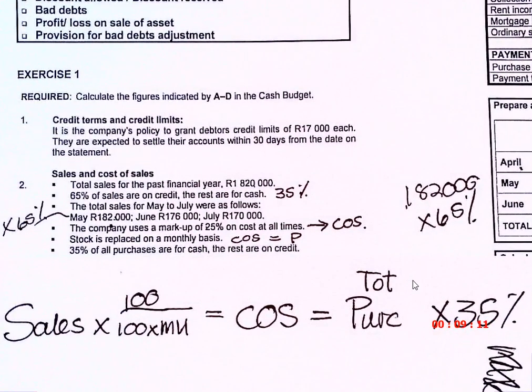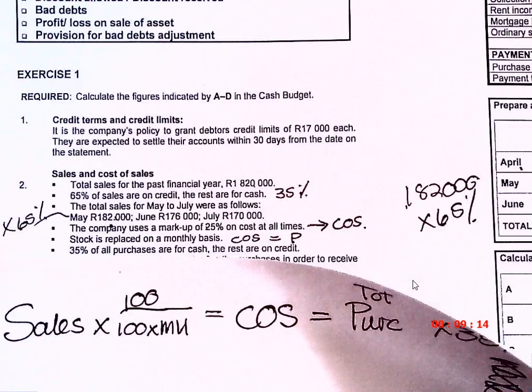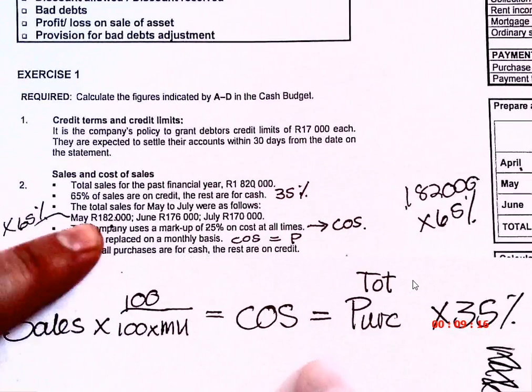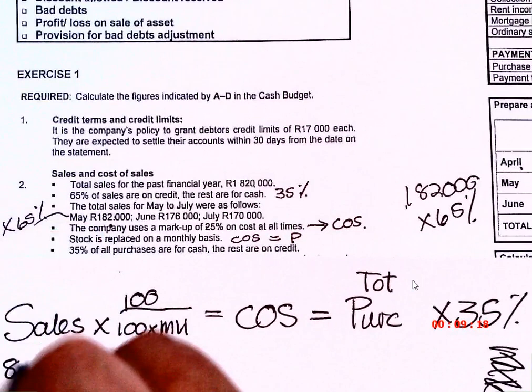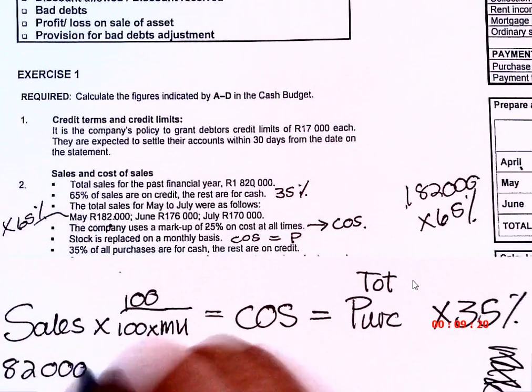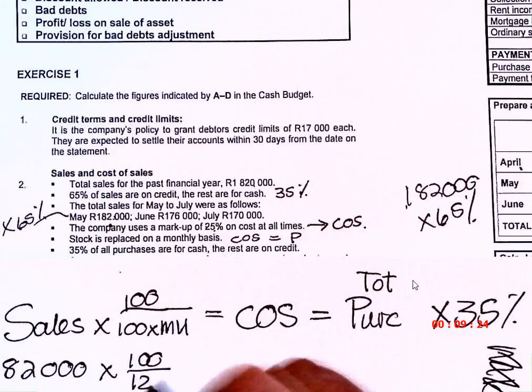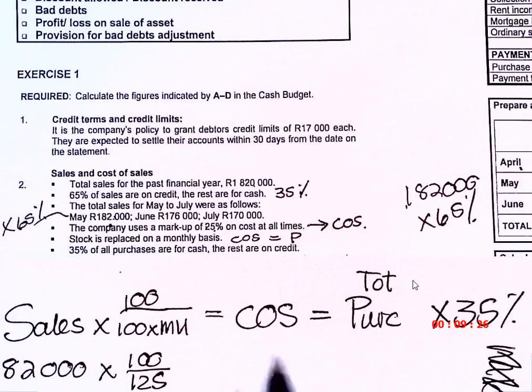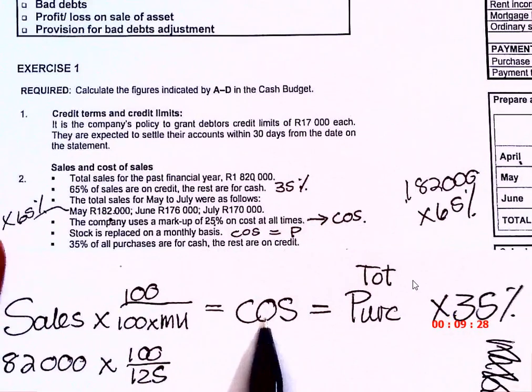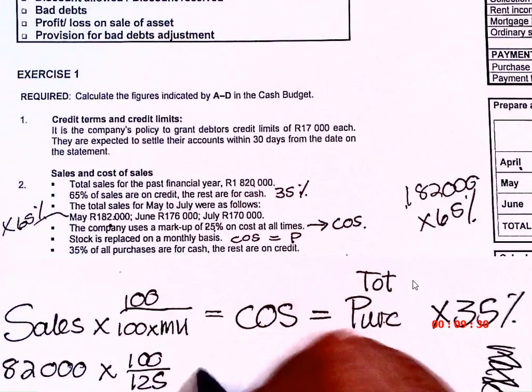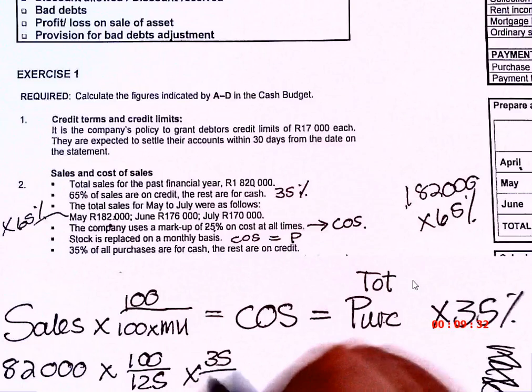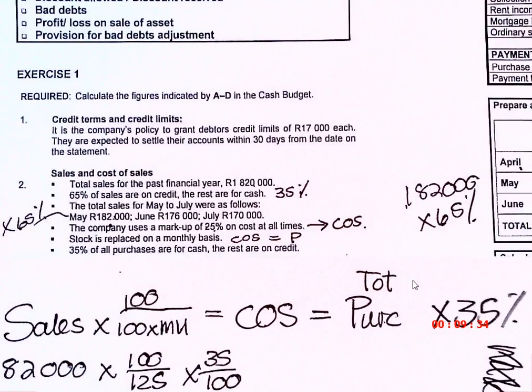So I'm going to look. They want the cash purchases in May. So I'm going to take May 182. They say the markup is 25, so that's going to give me the cost of sales, which is the purchases, and that I'm going to times with 35%. You see? And in a test they will give you 1, 2, 3, 4.